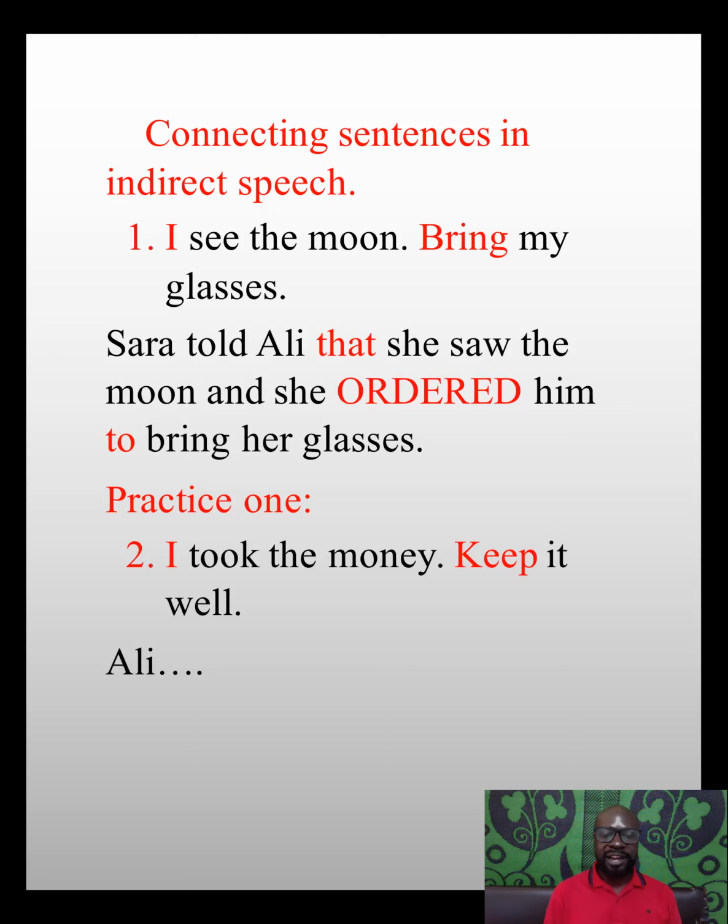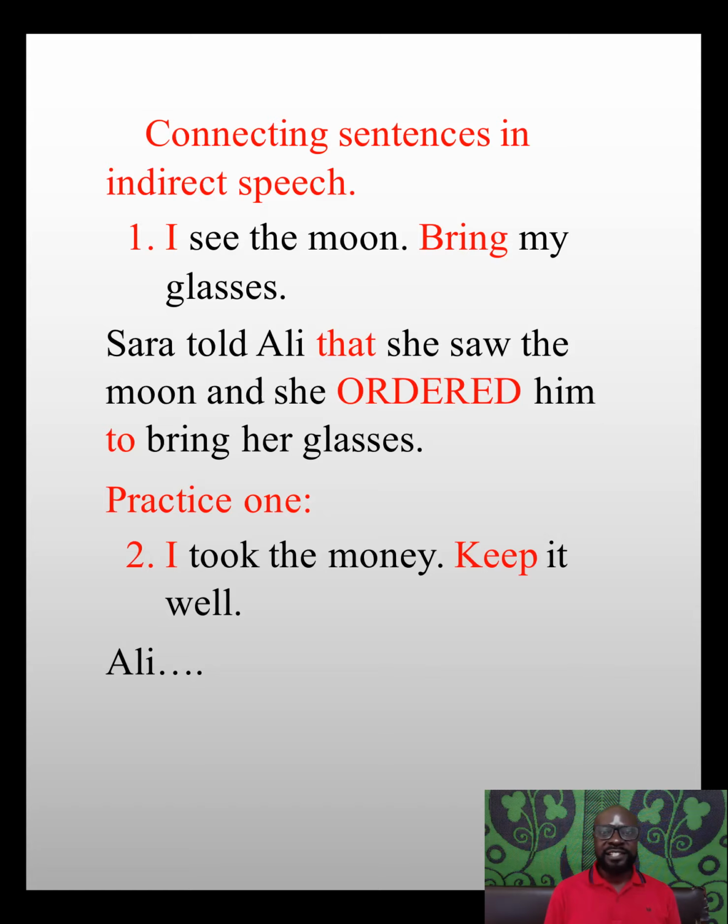Number one, I see the moon. Bring my glasses. We have two sentences. How do we report that? Sarah told Ali that she saw the moon and she ordered him to bring her glasses. I want you to see that the first sentence begins with I, the second sentence begins with bring.